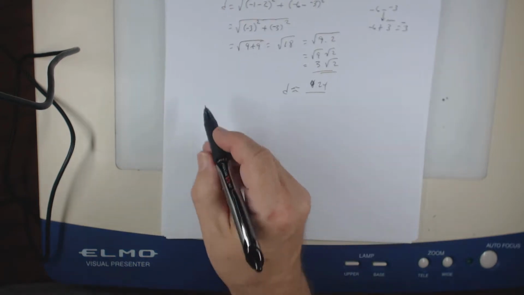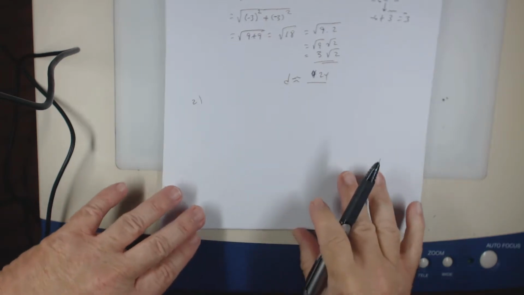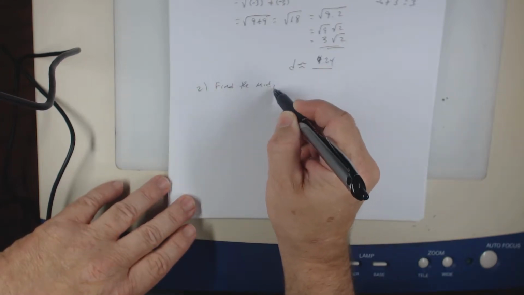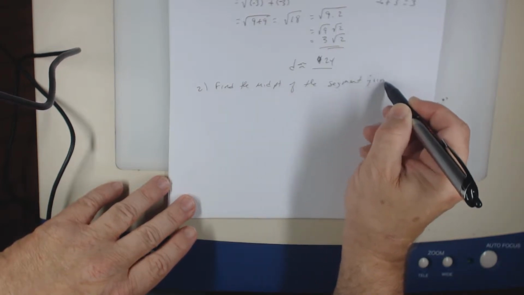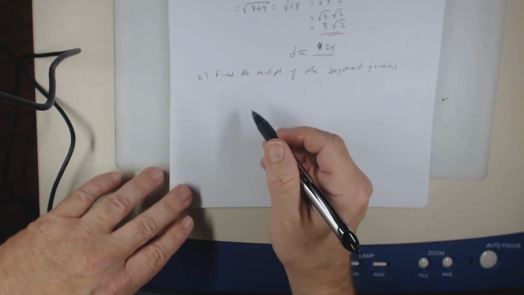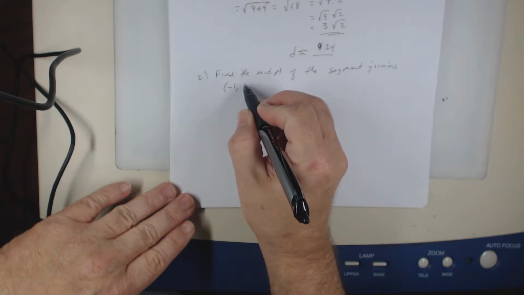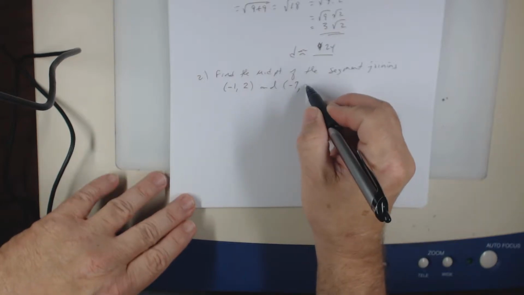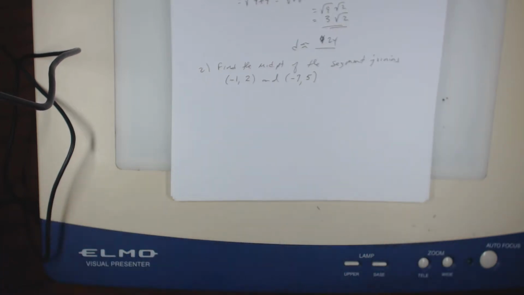All right. And then the other thing I asked you to do was the midpoint formula. So to find the midpoint of the segment joining, let's say, -1, 2 and -7, 5. Okay, so the midpoint is a halfway mark.